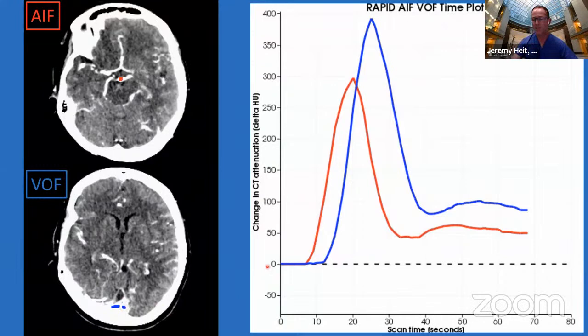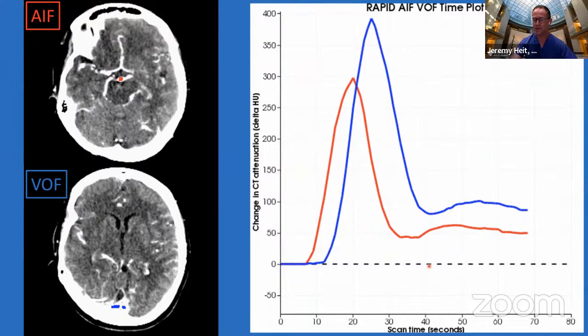So we've got a change in CT density on the y-axis versus time on the x-axis. And if you look at these graphs, it kind of physiologically makes sense. So we see the arterial input function rises quickly and steeply before the venous peak, which makes sense. The blood's got to go through the artery before it can get to the vein. And then each of these trails off, and they reach a new baseline that's basically a blood pool phase that's above the baseline before there was any contrast circulating throughout the patient's body.